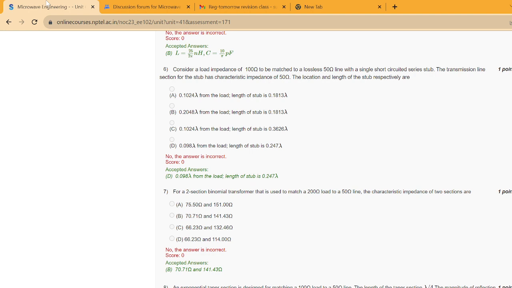So here in the question of assignment 4, the numbers are ZL is 200 ohm and Z0 is 50 ohm. Now the characteristic impedance of section 1 and section 2, that is Z1 and Z2, is being asked in the question. Now as per the formulas I have given, this formula you have to remember. This is the common formula.